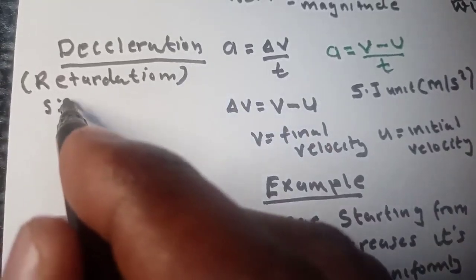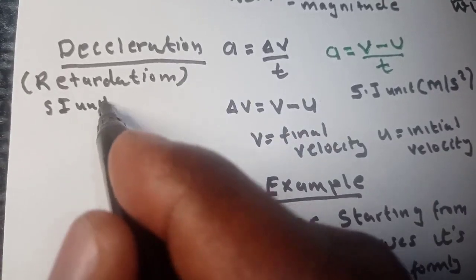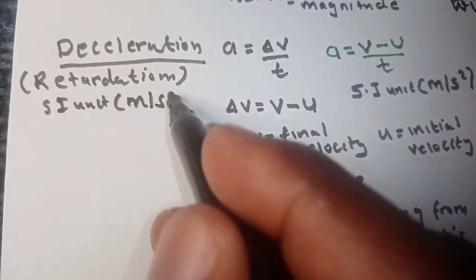SI units, the same SI units as what? As acceleration, which are meter per second squared.